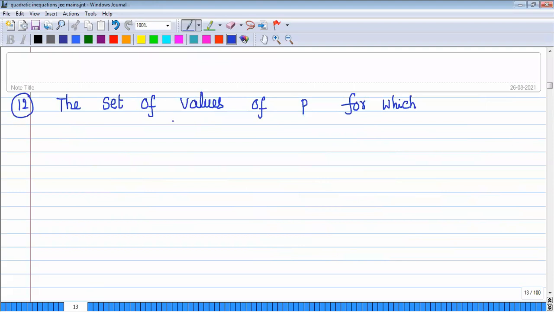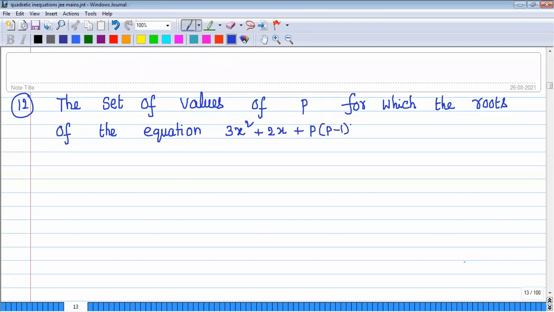The set of values of p for which the roots of the equation 3x square plus 2x plus p times p minus 1 is equal to 0 are of opposite signs.